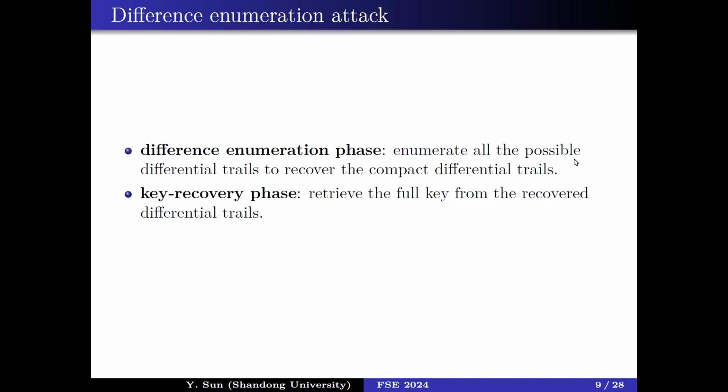The difference enumeration attack consists of two phases. One is the difference enumeration phase, and the other is the key recovery phase. In the difference enumeration phase, we enumerate all the possible differential trails to recover the compact differential trails. In the key recovery phase, we retrieve the full key from the recovered differential trails.